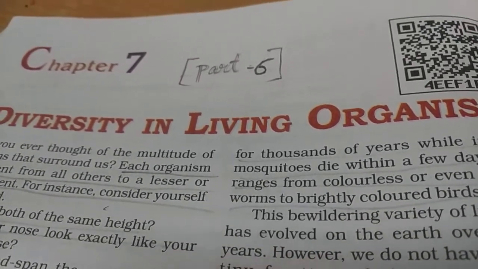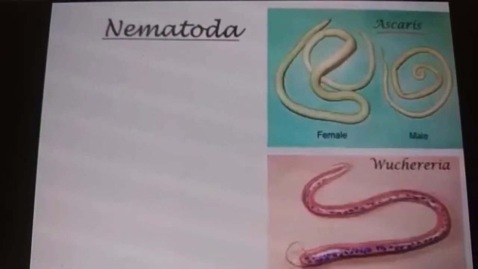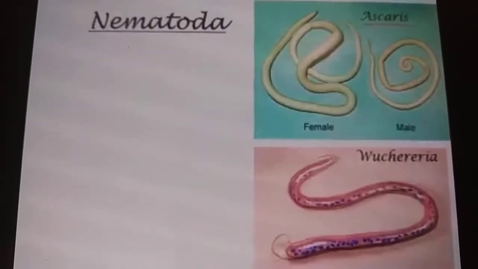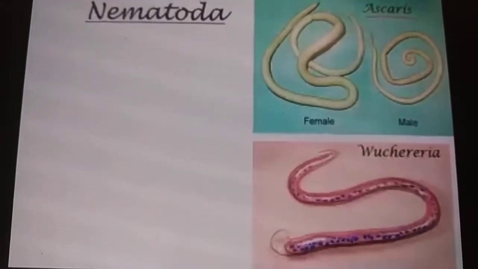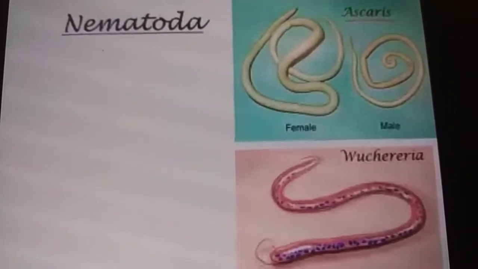So we'll continue our topic, that is diversity in living organisms. In the previous class we were learning about the kingdom Animalia, right? Now the next phylum we are going to learn here is the Nematoda.